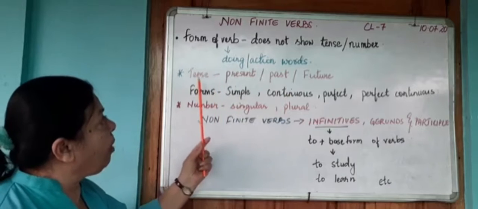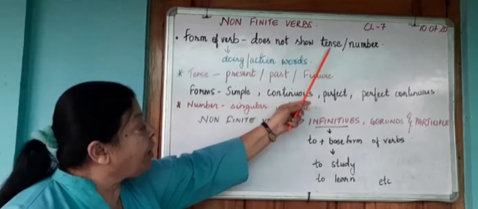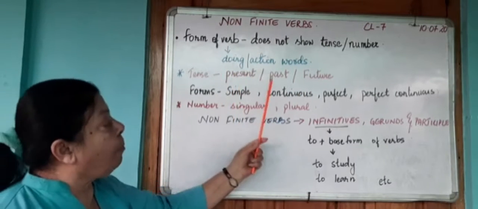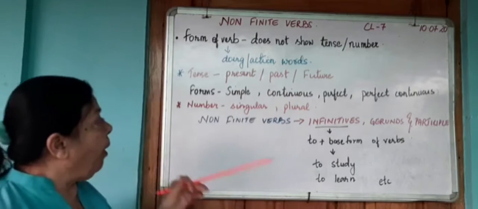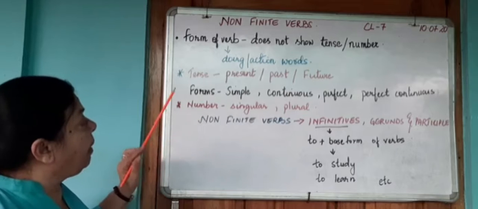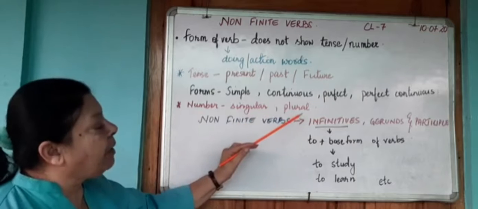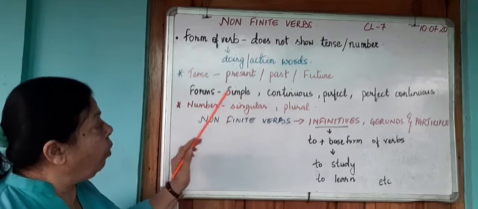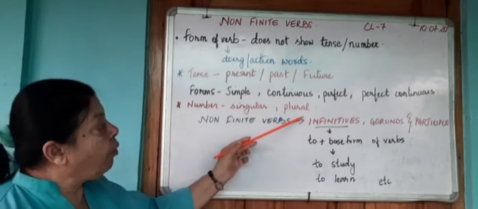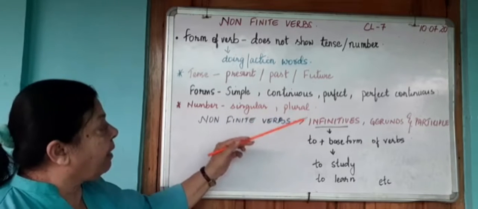So when we talk about the tense, the non-finite verb will not show you the tense. Therefore, the tense does not change whether it's present or past or future. Now, when we talk about number, it does not show the number. When you talk about number, you talk about the singular and the plural. According to the rule, a singular subject takes a singular verb, a plural subject takes a plural verb. We will be doing this in the later part.